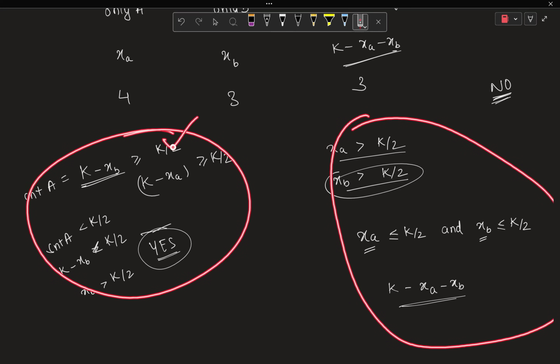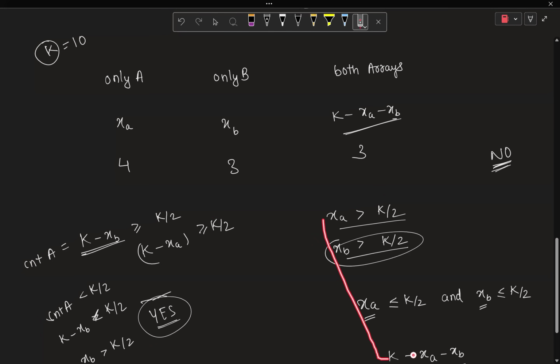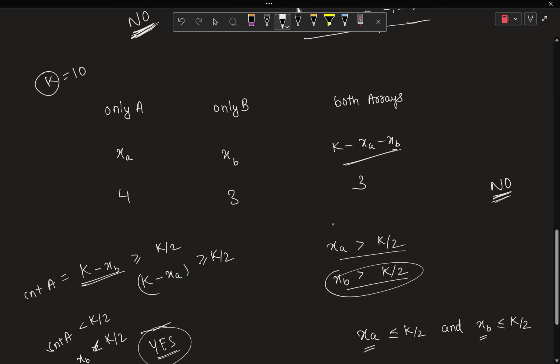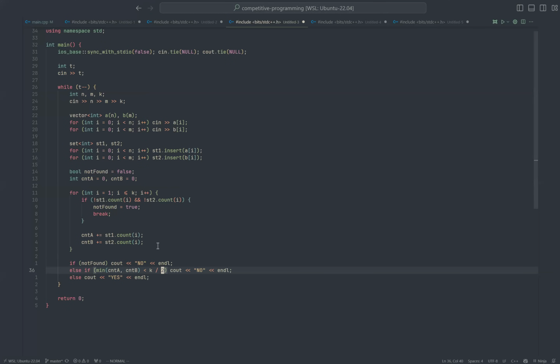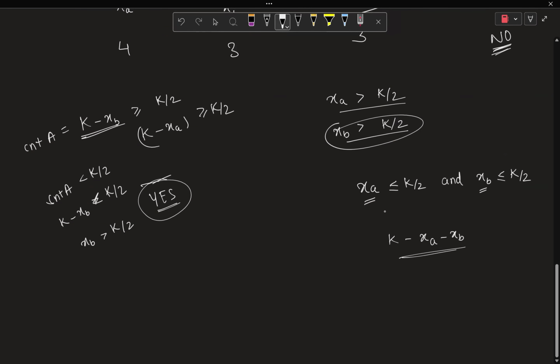I just got this during the contest, but I felt this to be more intuitive for explaining. So that is why I explained it in this way. So this is the condition here. And in the other case, when both of them have at least k by 2, then the answer would be yes, like the case we saw at the end. The else case is talking about this condition.